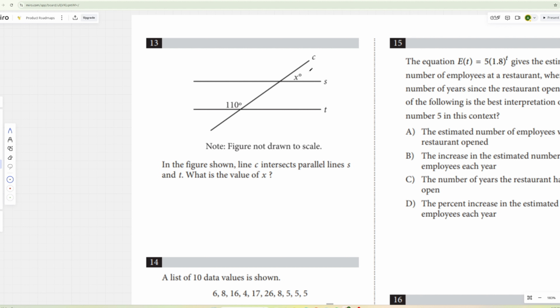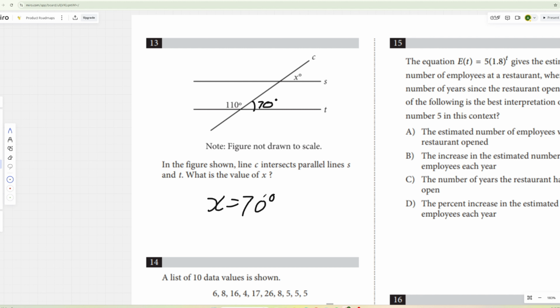Well, you can just look here, or how I like to do it, just kind of really double check. 110. This is a straight line. So this means this has to be 70, right? Because a straight line is 180 degrees. Boom, 70. Now, X and this angle right here are corresponding angles. What does that mean? Corresponding angles are angles that are congruent, which means X is 70 degrees.